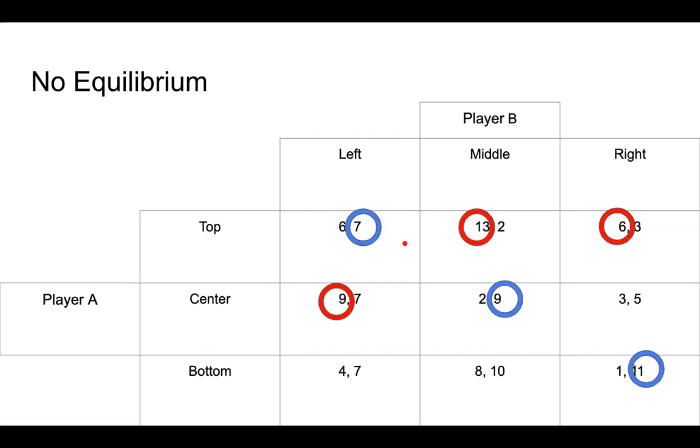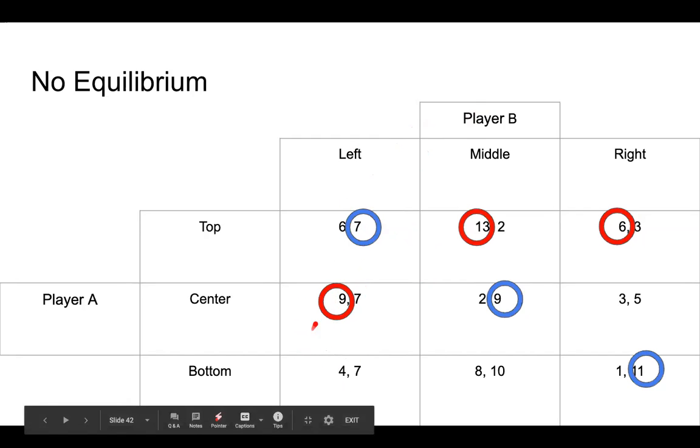So again, we use best case analysis. Remember, blue represents player B and red represents player A. I don't think I said that, but it was kind of implied. So suppose player B chooses left. Player A is going to choose center. If player B chooses middle, player A is going to go top. And if player B goes right, player A is again going to go top.